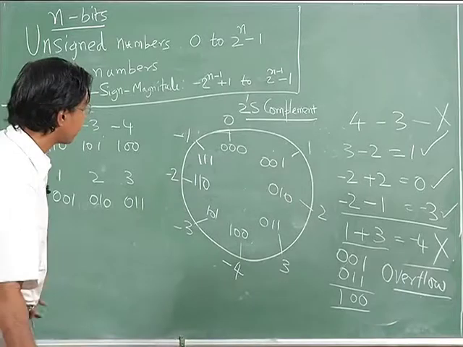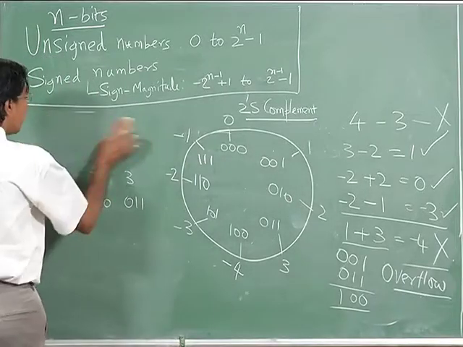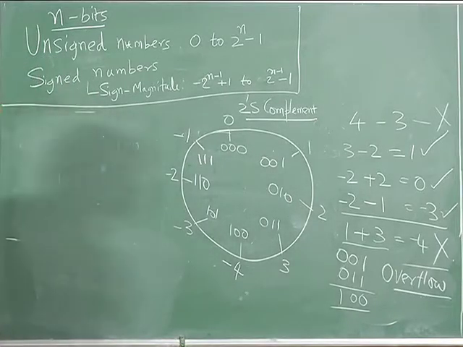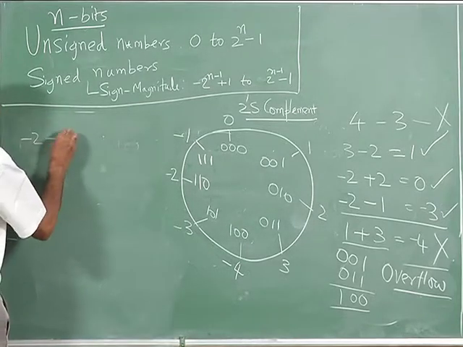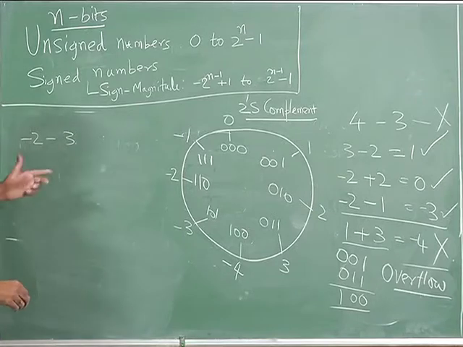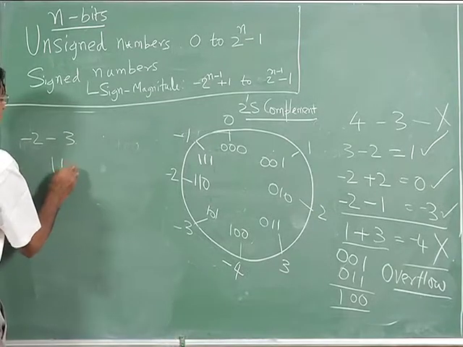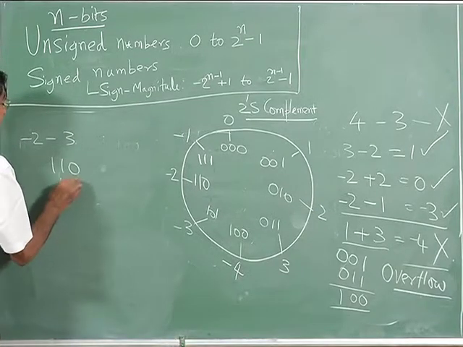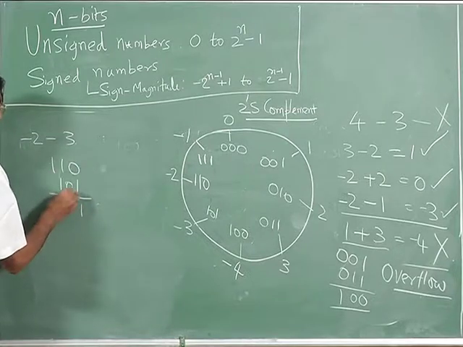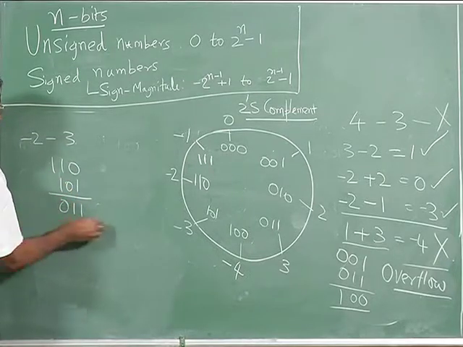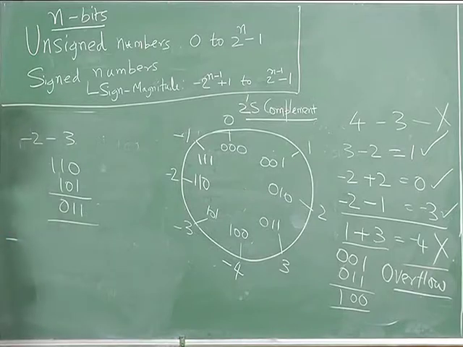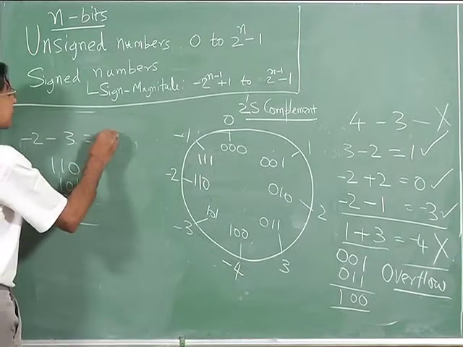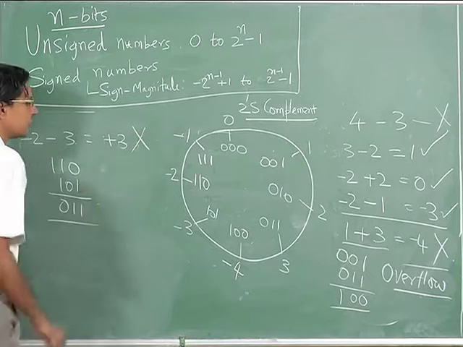Similarly, let me do say minus 2 minus 3. So what is minus 2? 1, 1, 0. What is minus 3? 1, 0, 1. I get 1, 1, 1, 1 is 0. I get 0, 1, 1. What is 0, 1, 1? This is plus 3, which is wrong.